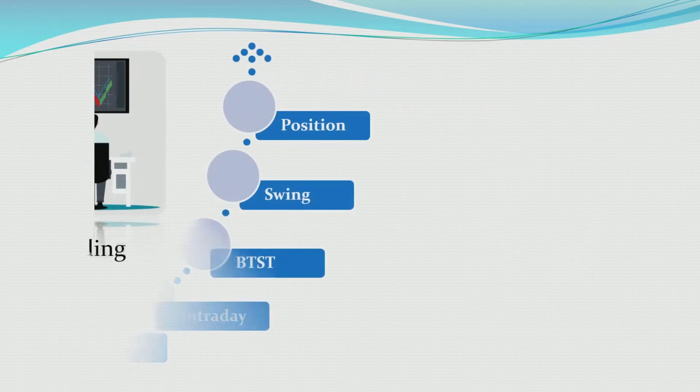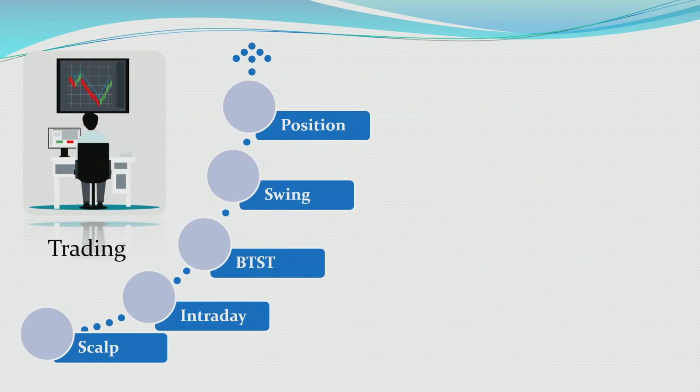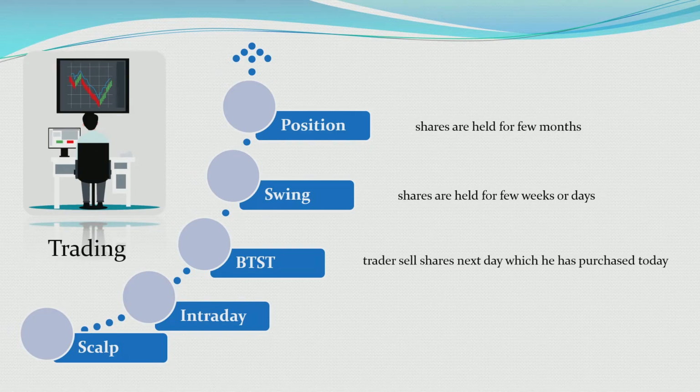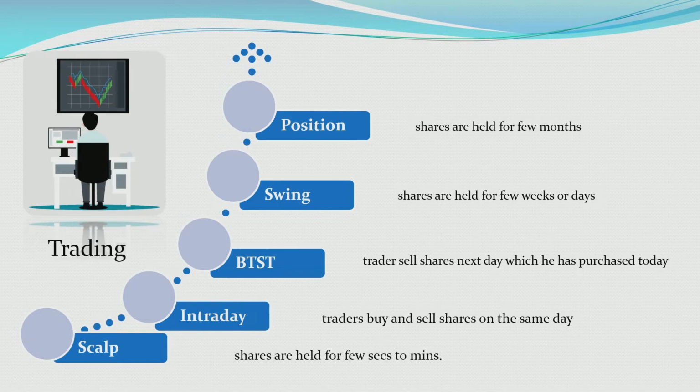There are various types of trading: position trading, swing trading, BTST, intraday trading and scalp trading. In position trading, shares are held for a few months. In swing trading, shares are held for a few weeks or days. In BTST, that is buy today and sell tomorrow, traders sell shares the next day which they have purchased today. In intraday trading, traders buy and sell shares on the same day. In scalp trading, shares are held for a few seconds to minutes.